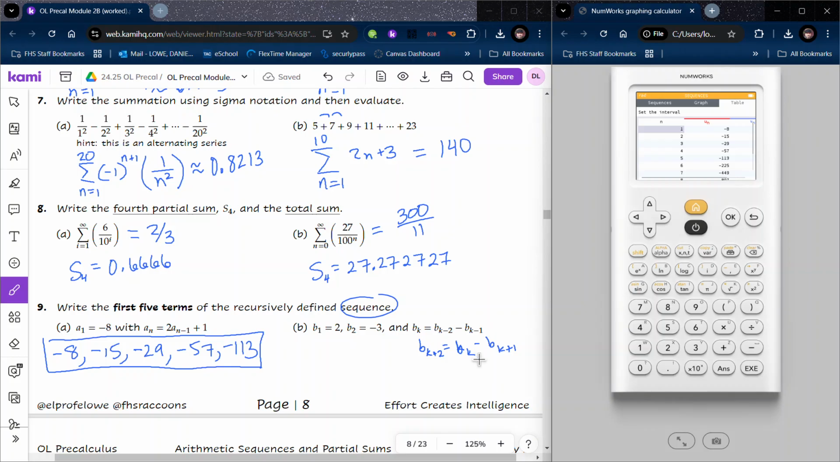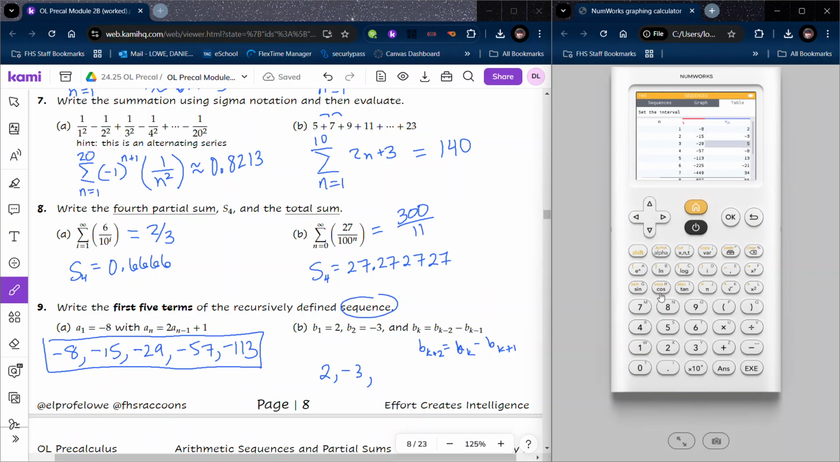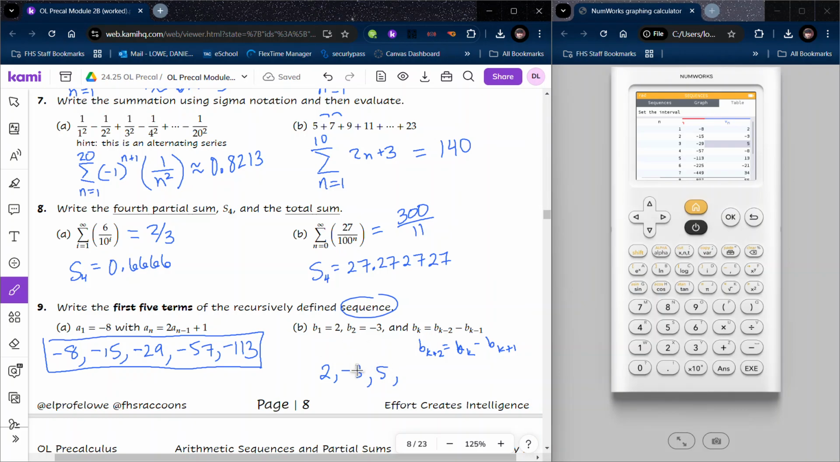And I can say, what's my first value going to be? Well, I don't want it for my u sub n, I want v sub n. So my first value is 2. My second value is -3. How do I get to the next value? It's going to be the difference between 2 and -3. So 2 minus -3, that's 5. -3 minus 5, that's -8. 5 minus -8, that's 13.